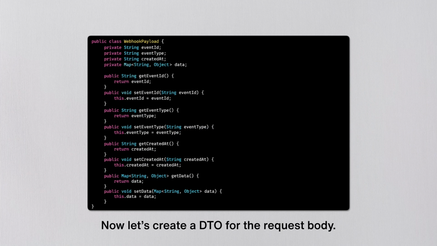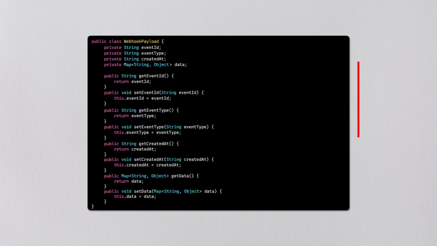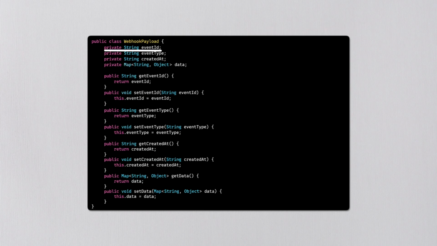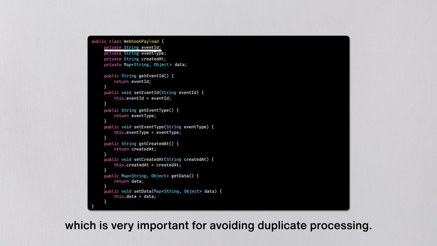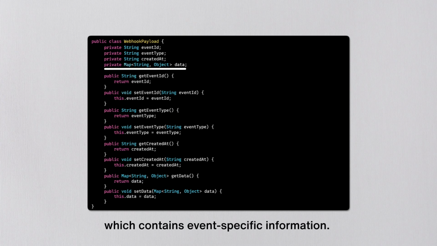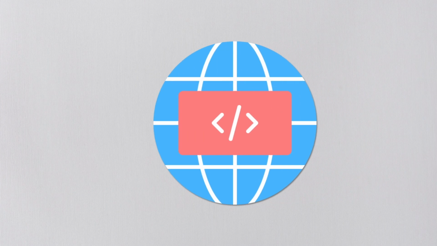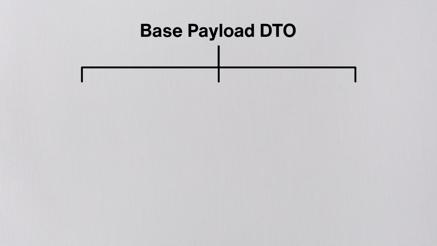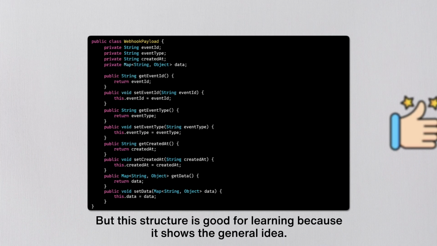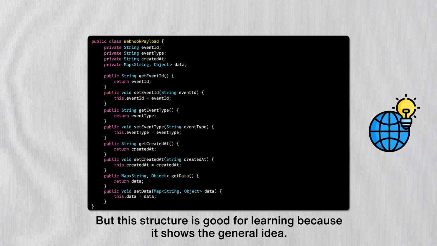Now let's create our DTO for the request body. This is our request body. This is a flexible structure. We have an event ID, which is very important for avoiding duplicate processing. We have an event type, which tells us what happened. We have a timestamp, and we have a data object, which contains event-specific information. For real projects, you may create separate DTOs for different event types, but this structure is good for learning because it shows the general idea.